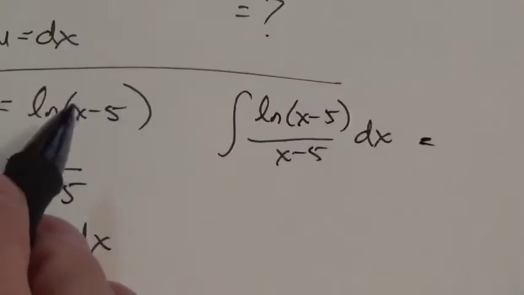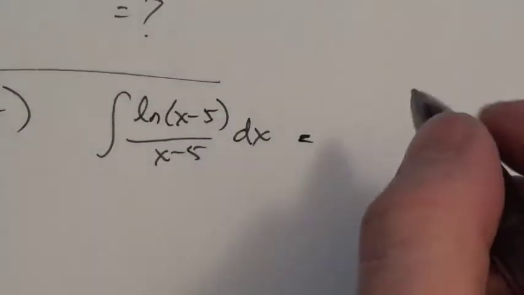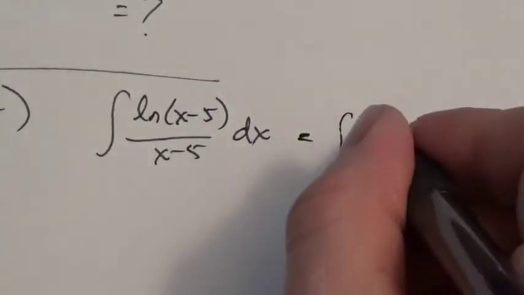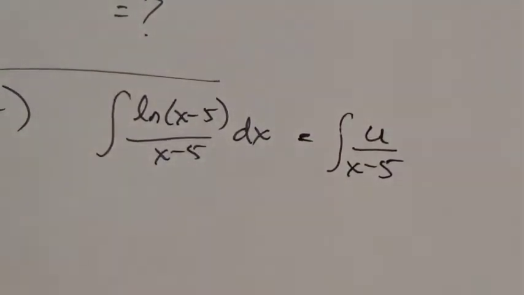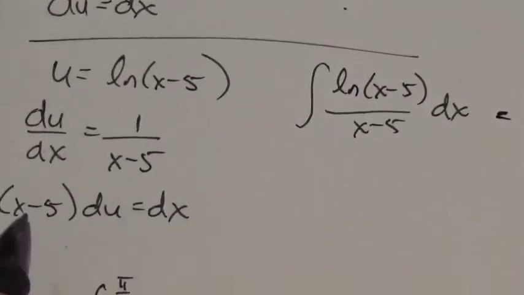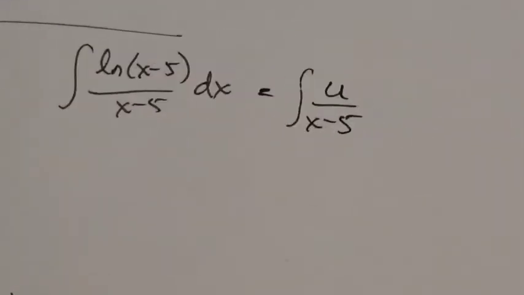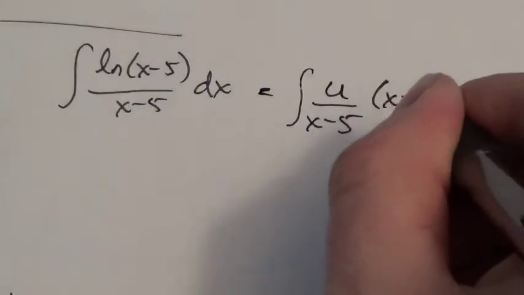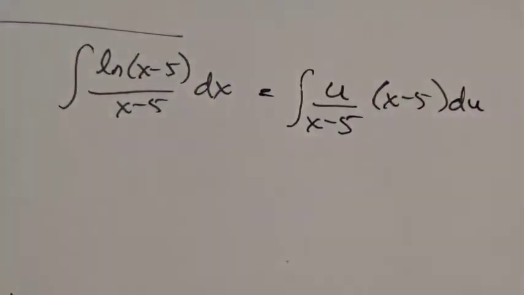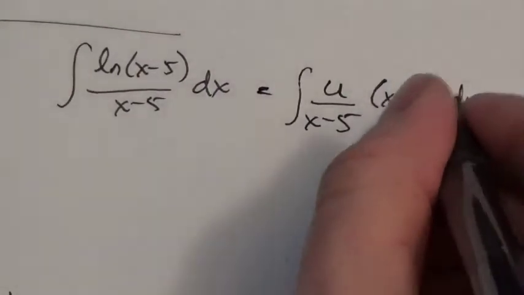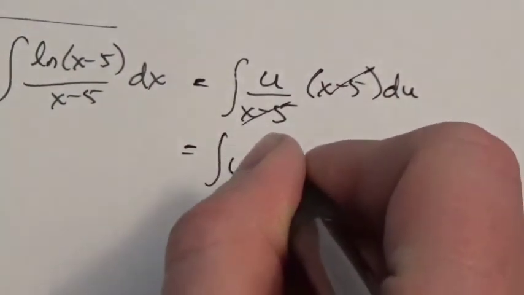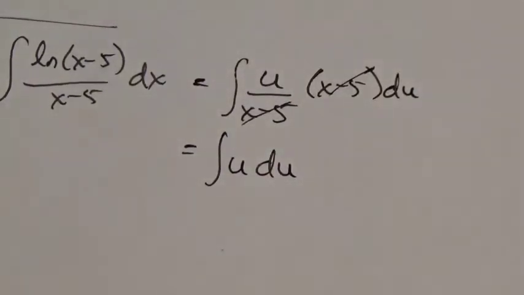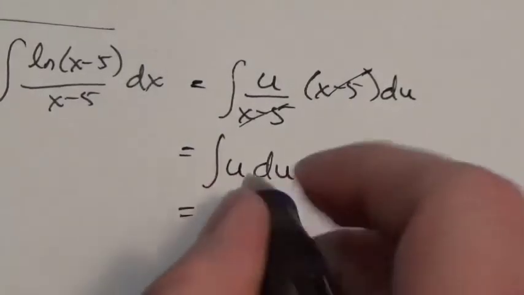I have let u equal the natural log of x minus 5, so that is going to be the integral of u over that x minus 5, and now I'm going to replace the dx with x minus 5 du. I hope that at this point you're seeing how that's going to work out so nicely, because now those x minus 5s are going to cancel. This becomes the integral of u du, which is absolutely brilliant, because that's an easy integral.